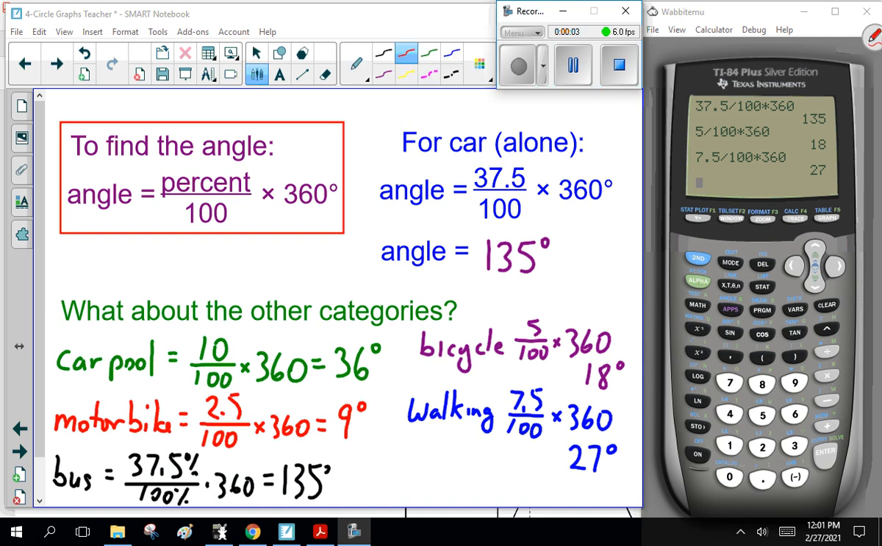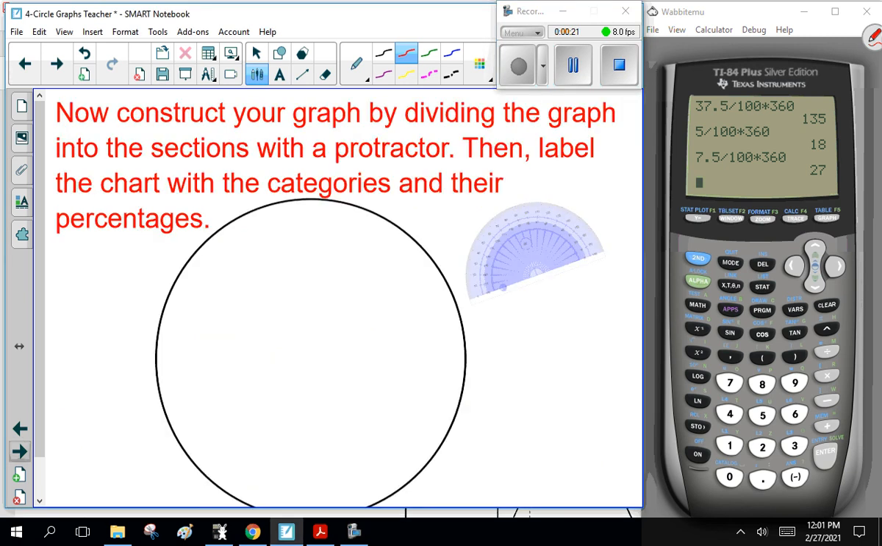Ladies and gentlemen, welcome to Math 20-3, Chapter 2, Section 4, Circle Graphs. So we just did all these calculations, first finding the percentage and then turning the percentage into degrees. Now we have all these degrees we have to turn into a circle graph. So now construct your circle graph by dividing the graph into sections with a protractor. Then label the chart with the categories and the percentages.